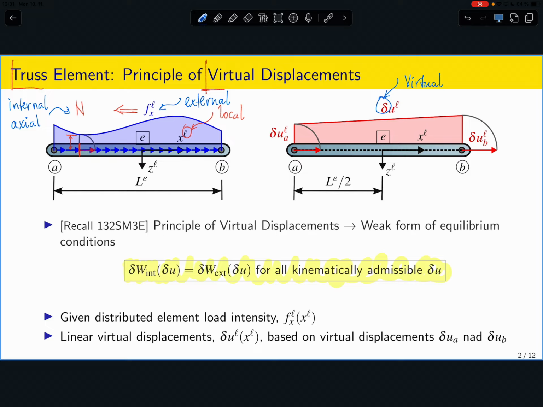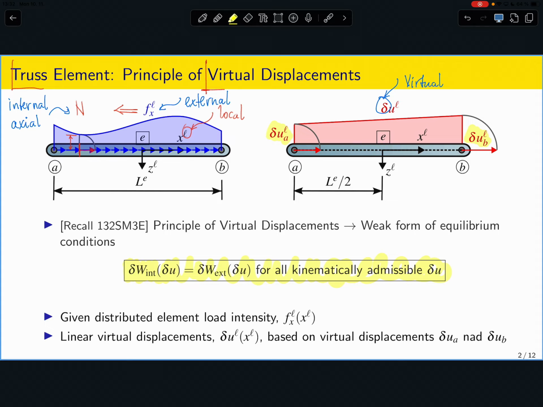So it basically means that I will take the element in the state in which it is, in this blue state, and I imagine what would happen if that element deforms in a certain manner. And for the arguments which I will now need to develop, I will consider the situation that I know what these virtual displacements associated with the nodes are. So these are denoted as delta UA and delta UB in the local coordinate system.